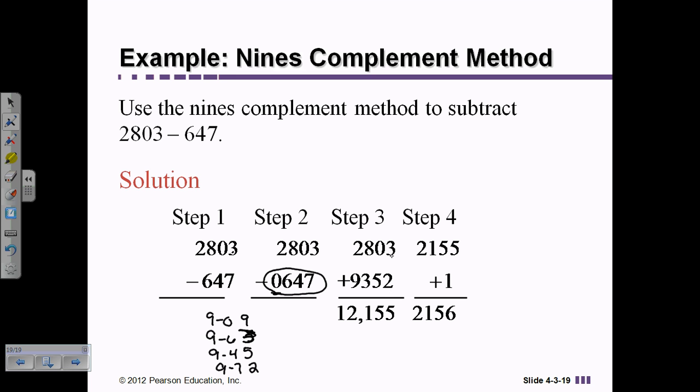And then we add. So 3 plus 2 is 5, 0 plus 5 is 5, 8 plus 3 is 11, carry our 1, 9 plus 2 plus the 1 is 12. Then we remove this 1, and if you want to think of it, add it to the end, so you get 2,156. And that's your answer. And that's called the nines complement method.